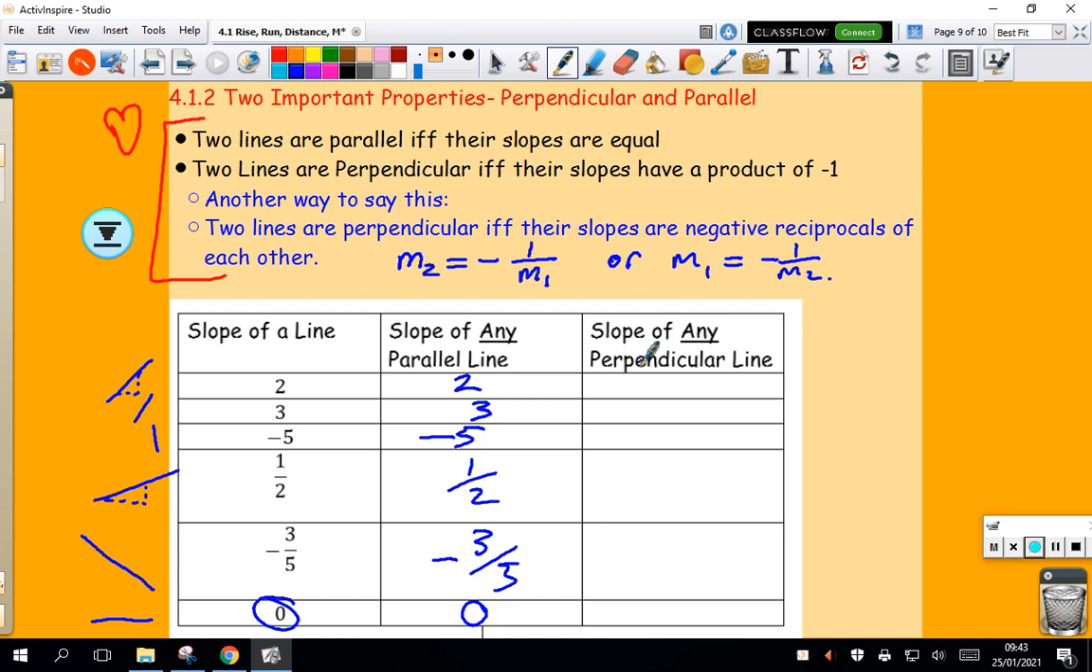So the slope of any line perpendicular to a line with slope 2 will be negative 1 divided by 2, which is negative a half. The slope of any line perpendicular to a line with a slope of 3 will be negative 1 divided by 3. If the slope of a line is negative 5, the slope of any perpendicular line will be negative 1 divided by negative 5. Notice that's positive because it's negative divided by negative: positive 1/5.